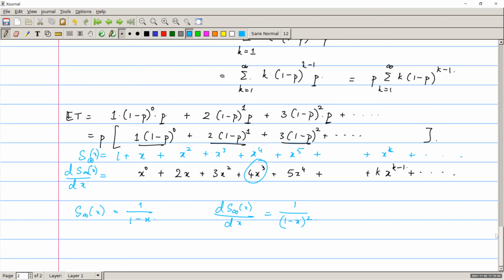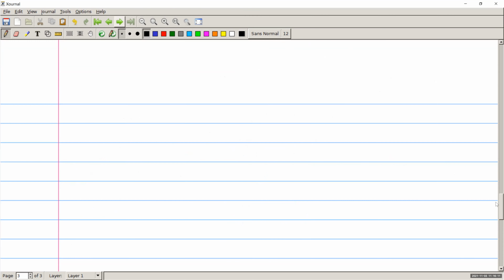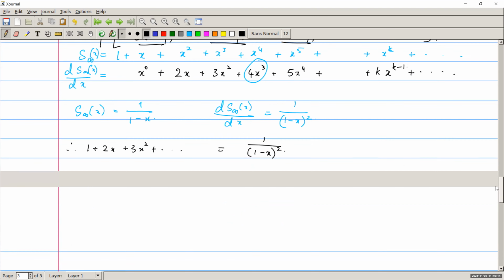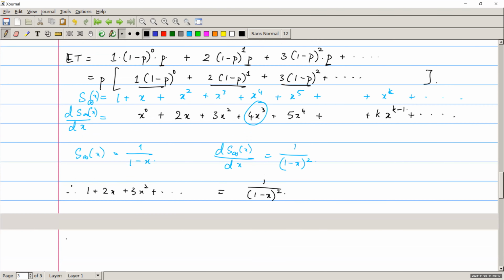Okay, so this means that this s infinity, so this sum, therefore this sum, 1 plus 2x plus 3x squared, okay, this is 1 over 1 minus x whole square. Okay, so in particular, going back to our expectation, the expectation of t was 1 plus 2 times 1 minus p plus 3 times 1 minus p squared.